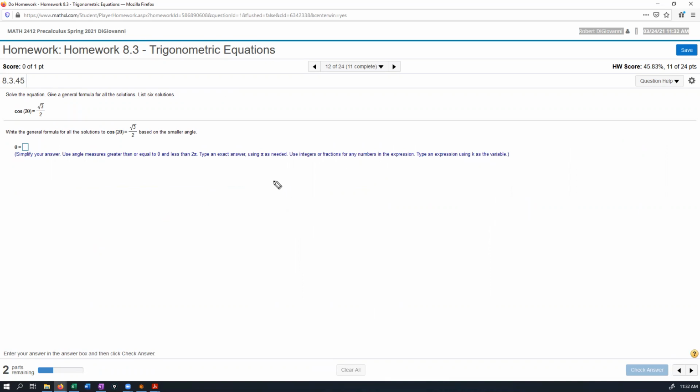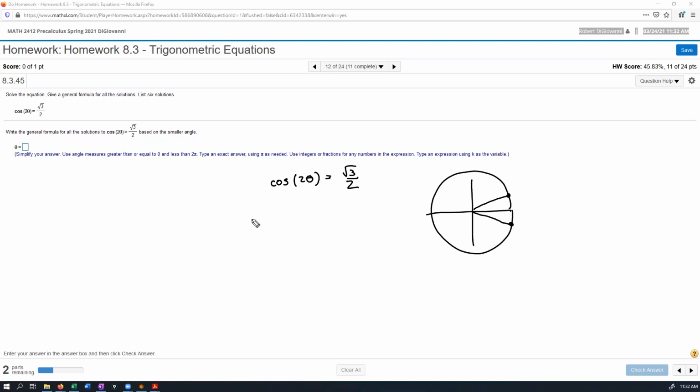Okay, cosine of 2 theta, our argument is something other than theta, equals √3 over 2. Okay, they say, give the general solution, and then list 6 solutions. So we know cosine is the x coordinate. We want to know when that is √3 over 2. That will happen here and here. And those are not directly across from one another. So I'm going to have 2 answers here.